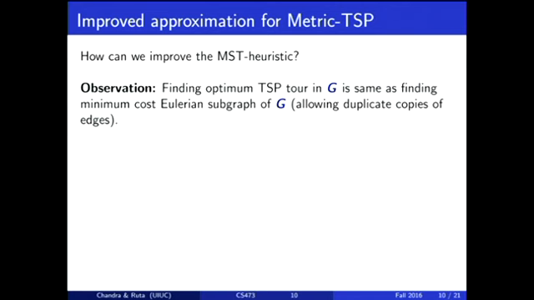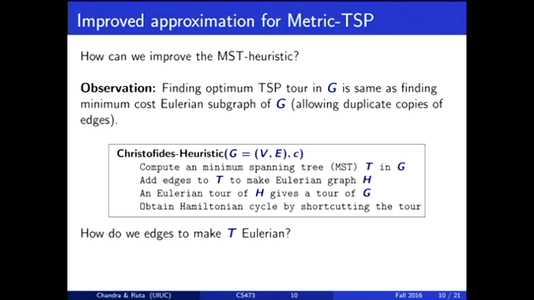Why is that? Because a tour is clearly an Eulerian subgraph because it's a cycle. If I had an Eulerian subgraph of the original graph, I can actually visit everybody. So they're equivalent in some sense as far as metric TSP is concerned. Finding the optimum tour is the same as finding the minimum cost Eulerian subgraph of the original graph. So how do we find it? And here is Christofides' idea.